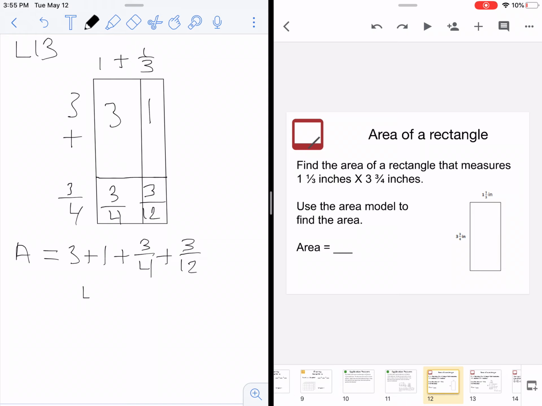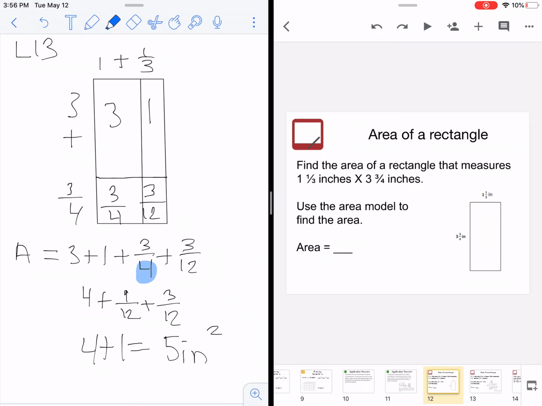3 plus 1 is 4. And then 3/4 and 3/12 do not have the same denominator, so we're going to turn 3/4 into 12ths. So 4 times 3 gets us to 12. So whatever we do at the bottom, we do to the top. 3 times 3 is 9. So 3/4 is the same as 9/12 plus, now we're going to add this 3/12 back in, which equals 12/12, which equals 1. So we have 4 plus 1, which gives us 5 inches squared.